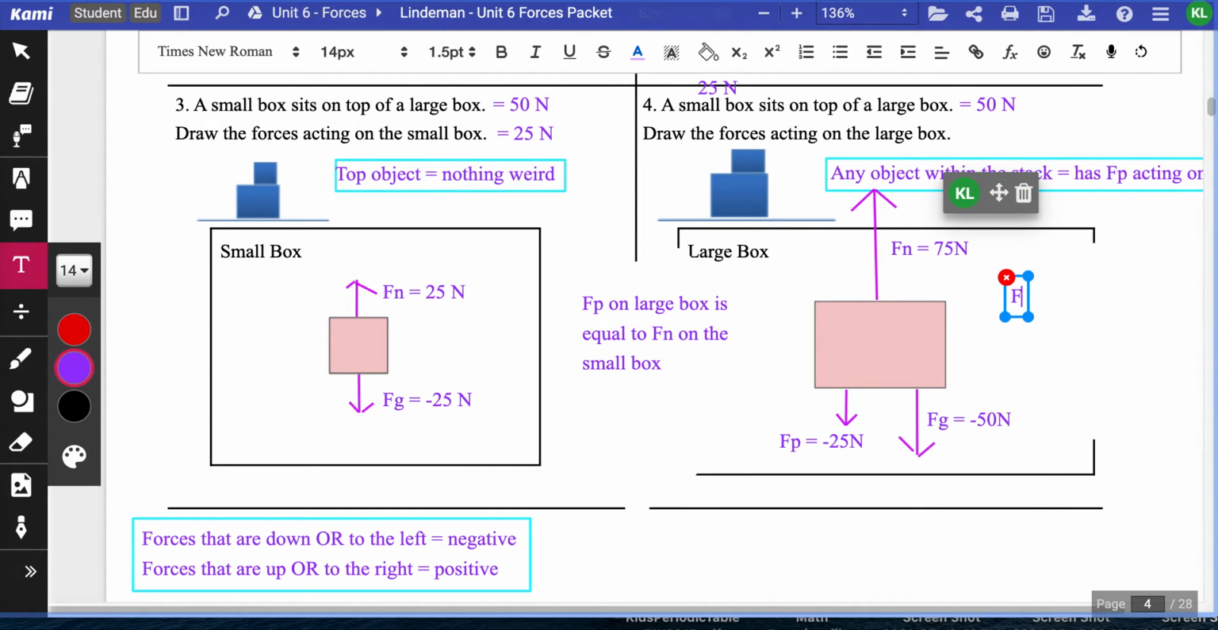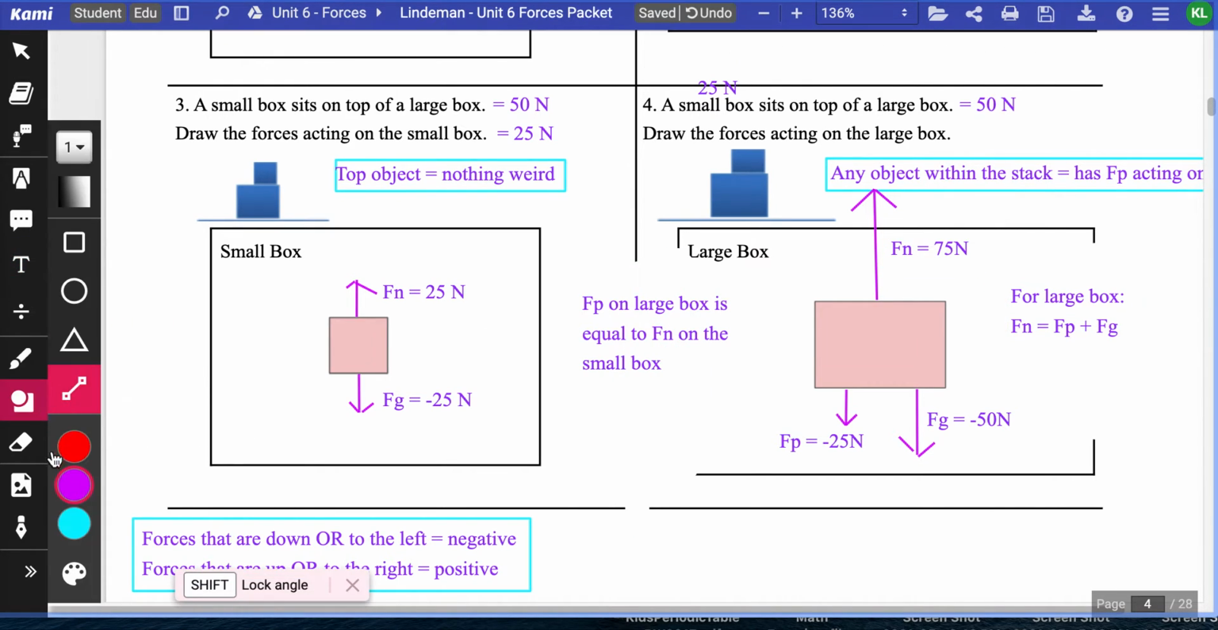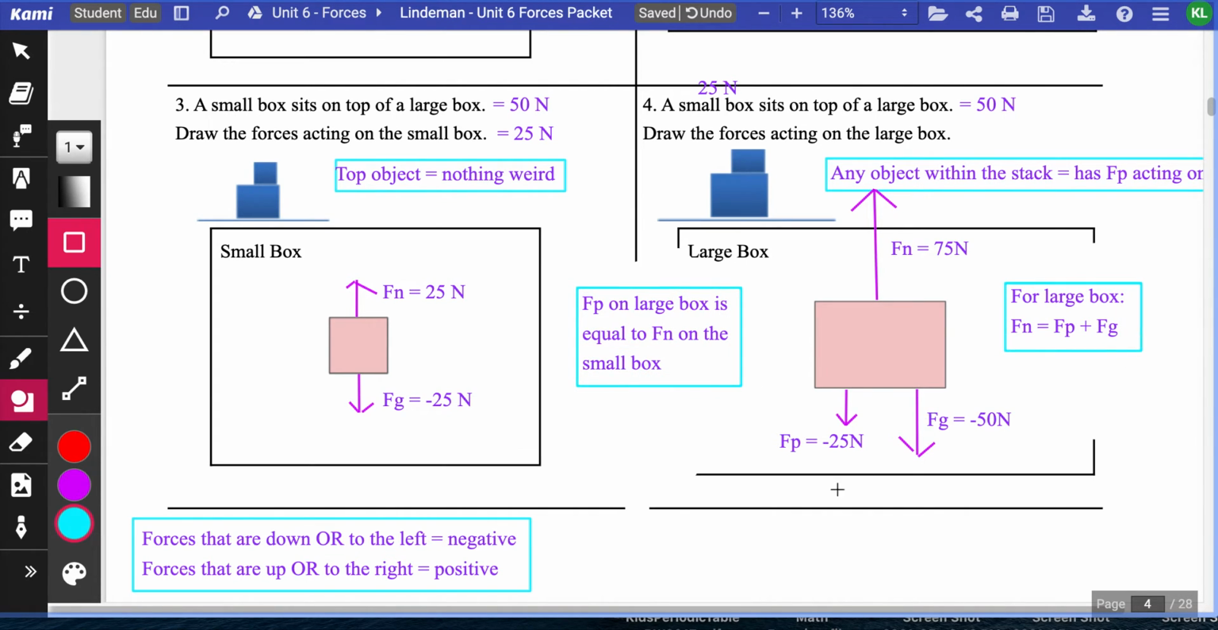And for here, for the large box, Fn is equal to Fp plus Fg. Okay, and again, I know this is all just kind of a lot of little details. From here on out, it just starts to get repetitive. Okay?